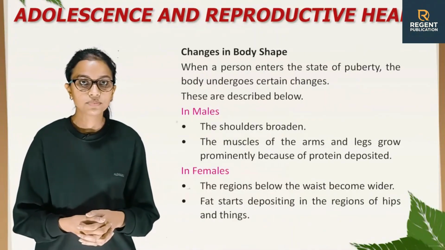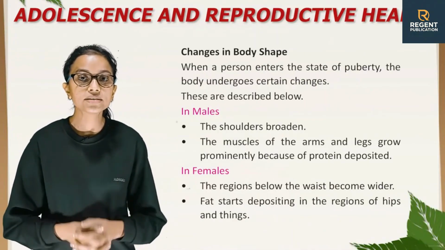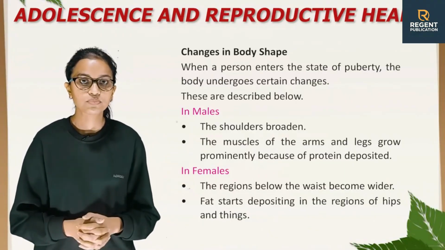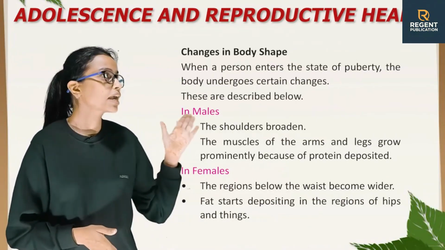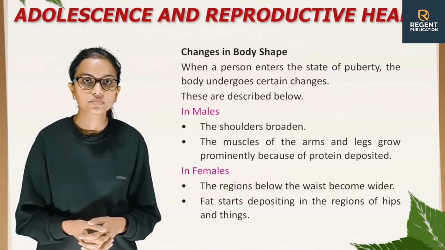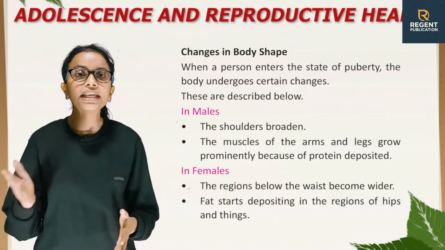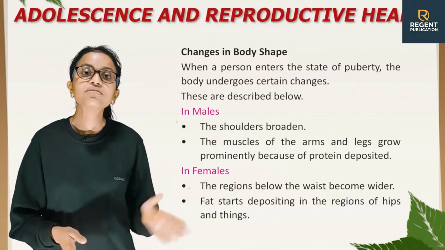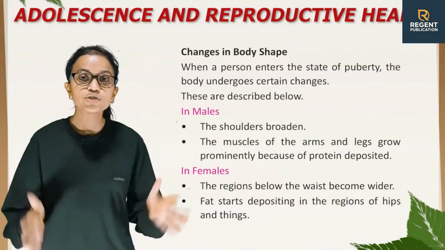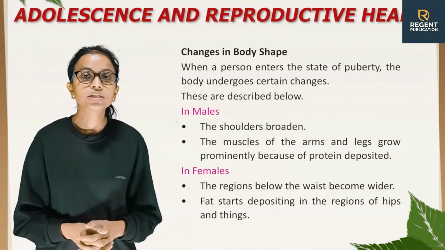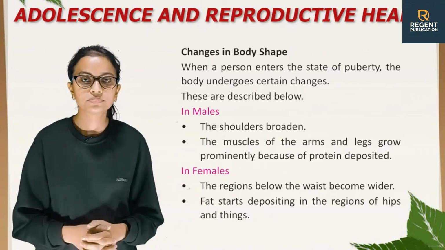Changes in body shape. When a person enters the stage of puberty, the body undergoes certain changes. These are described below. In males, the shoulders broaden. The muscles of the arms and legs grow prominently because of protein deposition. In females, the region below the waist becomes wider. Fat starts depositing in the region of the hips and thighs.